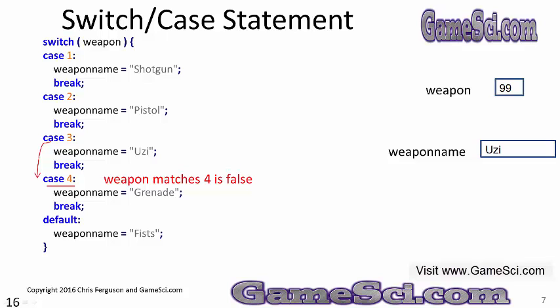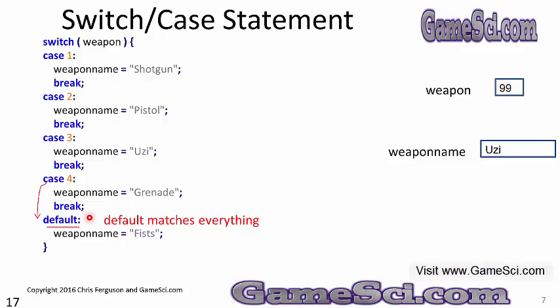So what's going to happen here when I have a value of 99 in weapon is it's going to hit what's called the default case. The default case matches everything. The default case says if none of these match, execute the default. It's kind of like that final else in the else if statement. If my weapon number does not match 1, 2, 3, or 4, it will execute the default. When it executes the default, weapon name will go to fist. You can see there's my new value in weapon name.